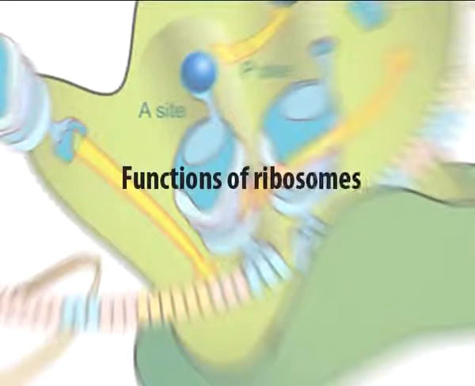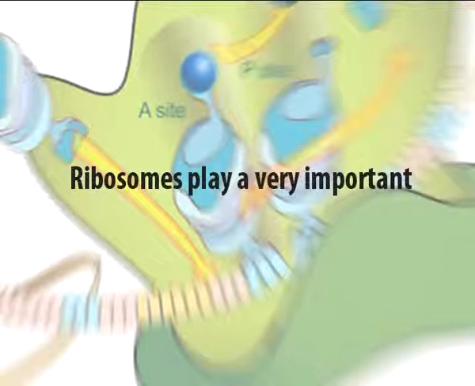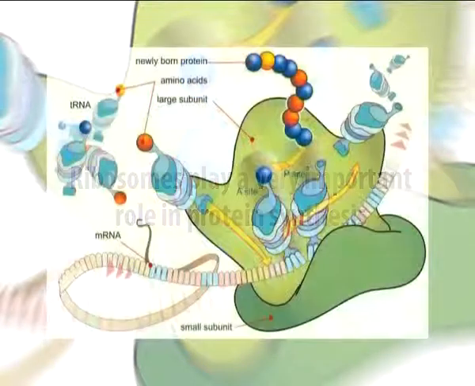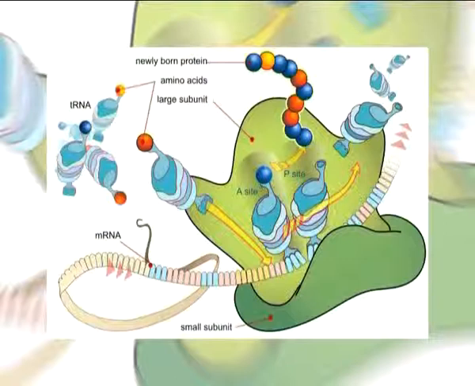Now, the students will describe the function of these ribosomes. The ribosomes play a very important role in protein synthesis, which is the process by which the proteins are made from the amino acids. Without the ribosomes, the message would not be read. Thus, proteins could not be produced. Therefore, ribosomes play a very important role in protein synthesis.